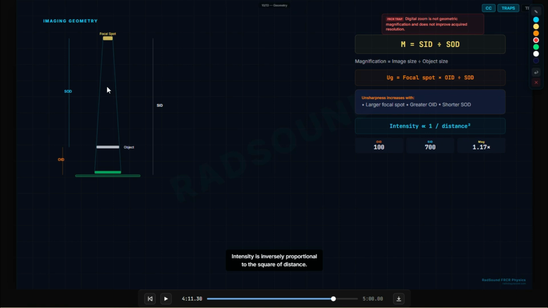At the same time, increasing the object image distance will have the same effect as increasing the focal spot size. So it seems like just using a larger focal spot. Larger focal spot means greater object image distance, means shorter source to image distance. All of them will lead to increased geometric unsharpness. So remember, one of the traps from FRCR: digital zooming after display in the computer is not equal to geometric magnification and does not improve spatial resolution.